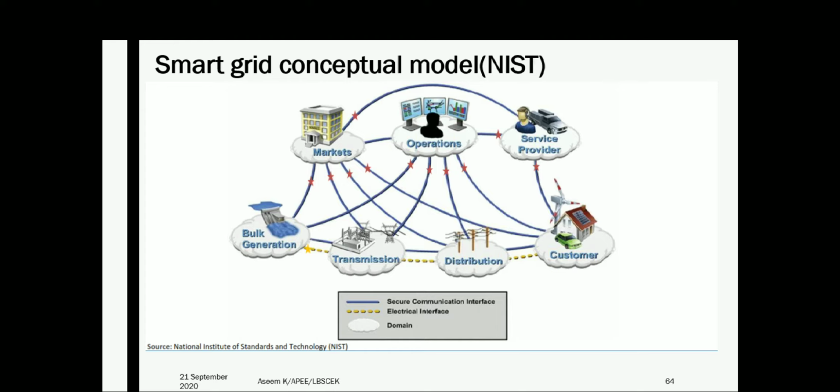Now in our conventional power system, only electrical connections are there, and there is no communication between the utility and consumers. Now every actor, market or operations or service provider, customer, distribution, transmission, generation, everything is connected through communication interfaces. And all this data is stored in the cloud, so that is why it is shown like a cloud domain. We will discuss this architecture in detail in the coming video.